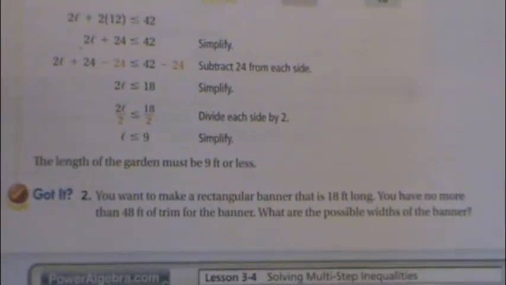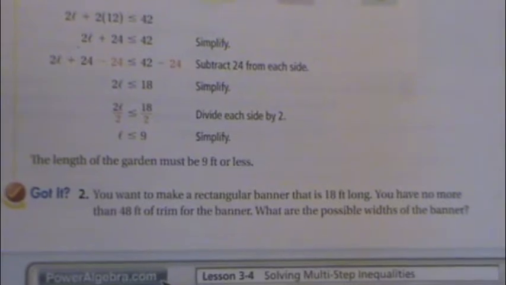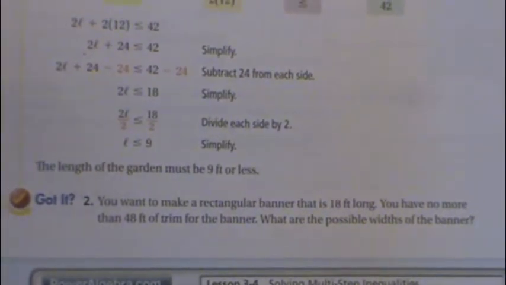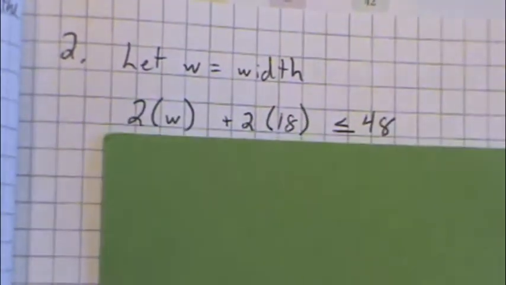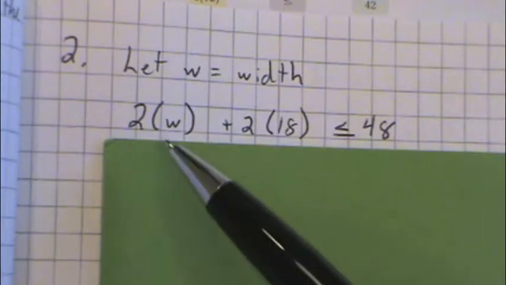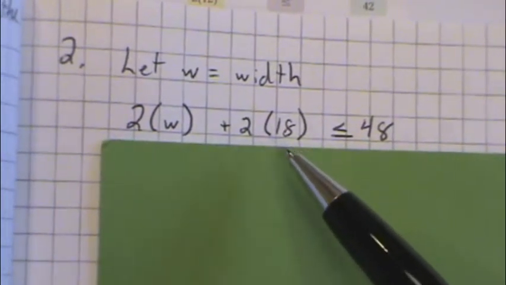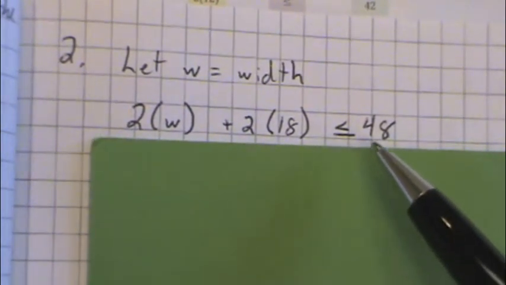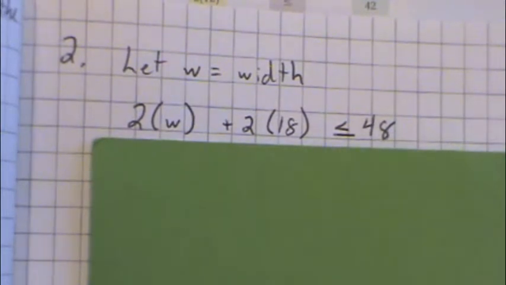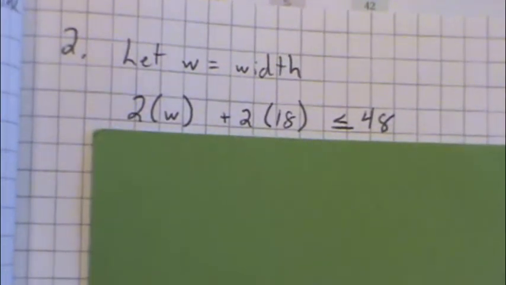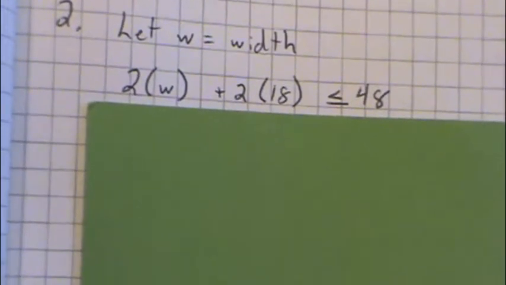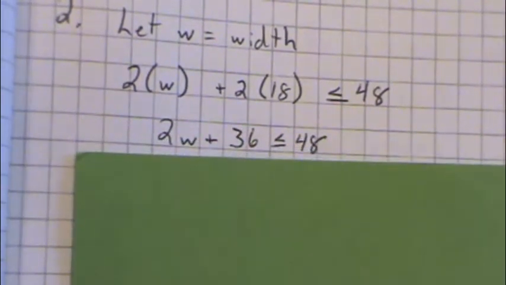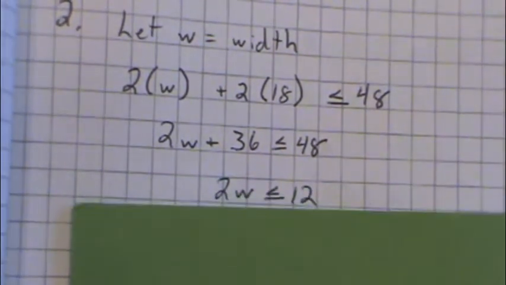Similarly, got it number 2, it's the exact same problem, just some different numbers. So you set it up, then check your work with mine. Alright, let W equal the width of this banner. If 2 times the width of the banner plus 2 times the length of the banner has to be less than or equal to 48, because that's as much material as we have. Why do we have these 2's here? That's right, because it's perimeter and there are 2 of each of those sides. Alright, 2w plus 36 less than or equal to 48.